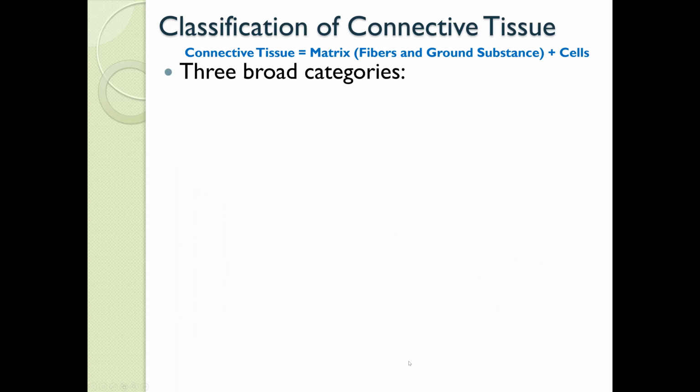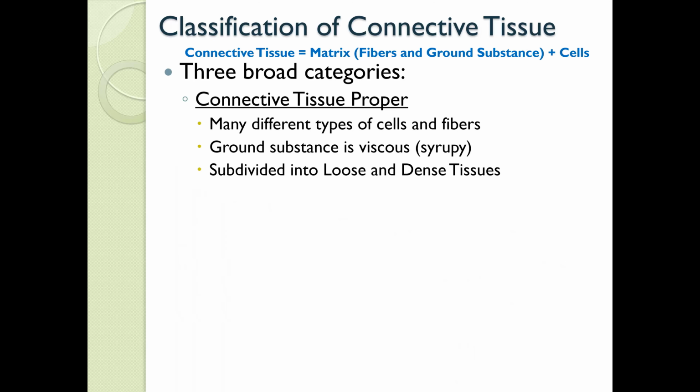So we're going to look at the three broad categories of connective tissues before we talk about each one individually. Again, remember that connective tissue is composed of the matrix plus the cells. And the matrix has the extracellular fibers and the fluid substance called the ground substance. So the first broad category is connective tissue proper. In this type of connective tissue, you will find many different types of cells and many different types of fibers. The ground substance is viscous or syrupy, and this type of tissue is subdivided into loose and dense tissues.